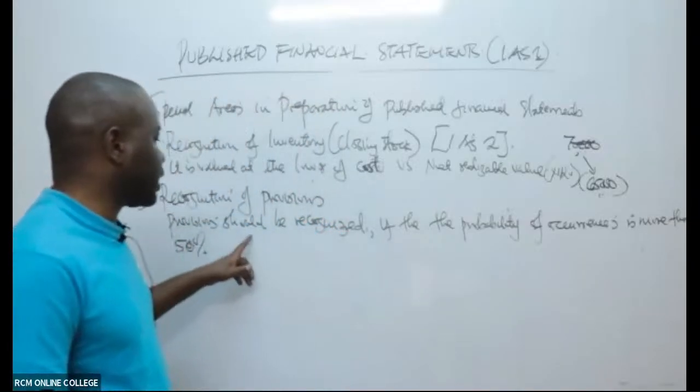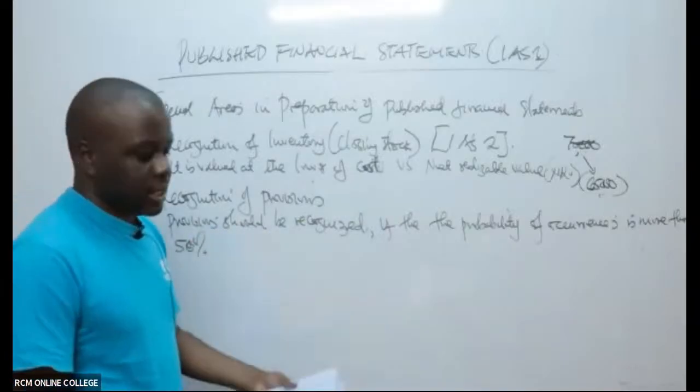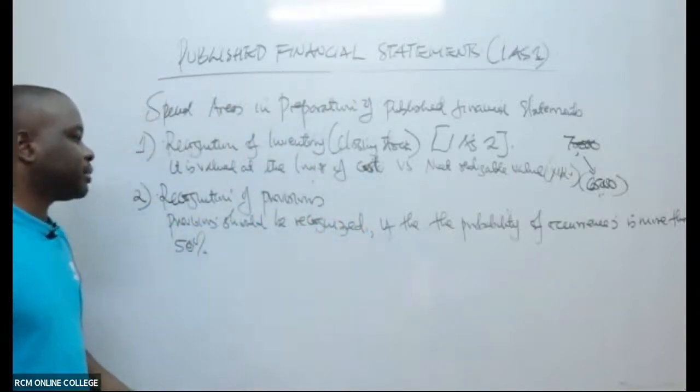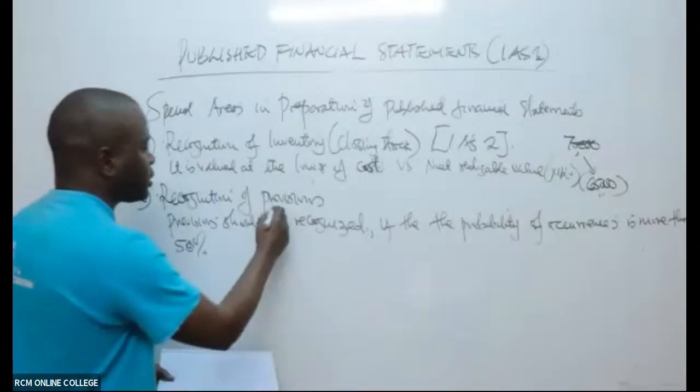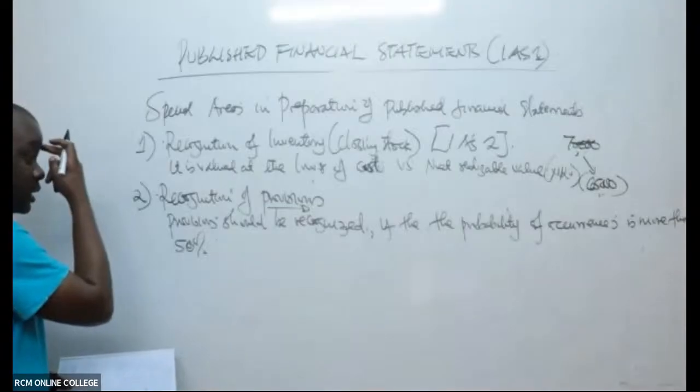So it means you have to do what? To make a provision. So you'll have to recognize it as part of what? The expenses, whenever you're coming up with the income statement. So when you're recognizing provisions, if there's a high chance of occurrence of it, then you must be able to provide for it in the books of accounts.